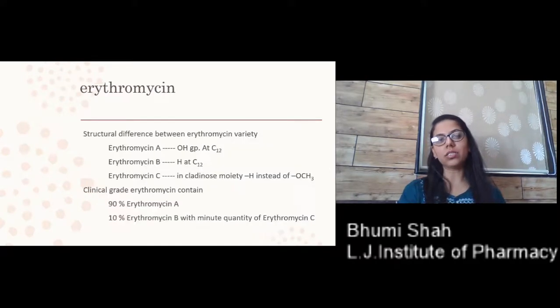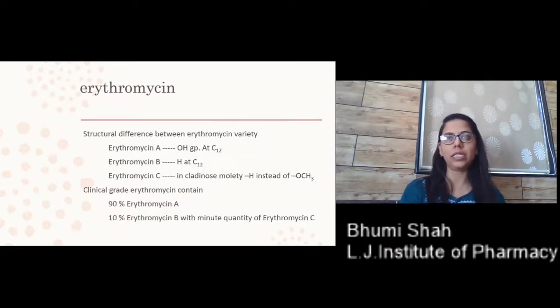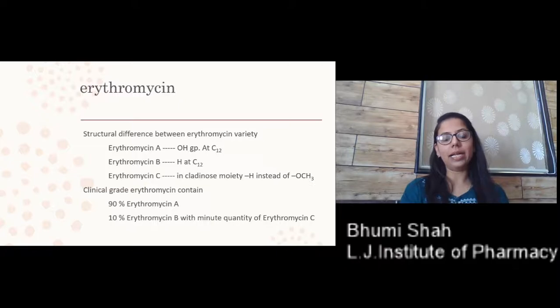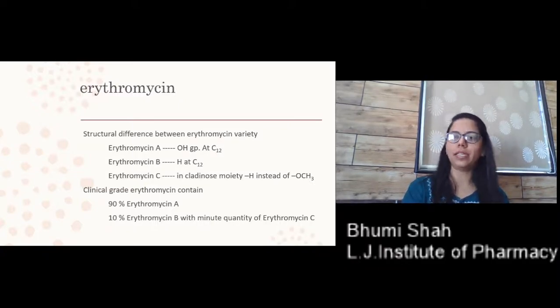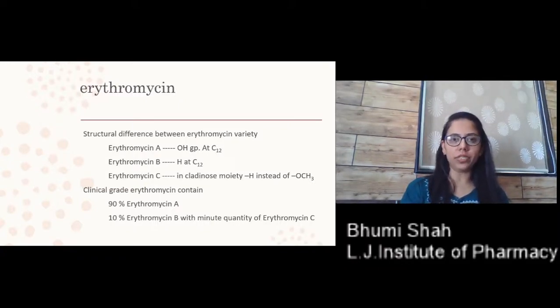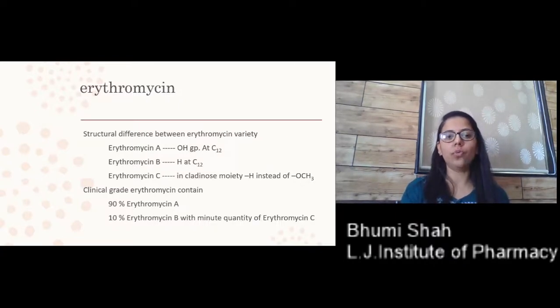Why do we have to discuss these three varieties, erythromycin A, B, and C? Because clinical grade erythromycin contains 90% erythromycin A, while the rest, 10%, is a mixture of a majority proportion of B with a minute quantity of C.